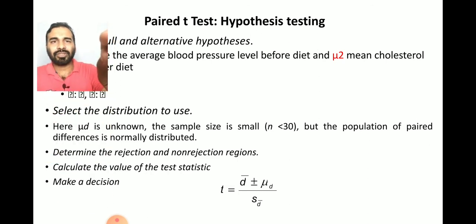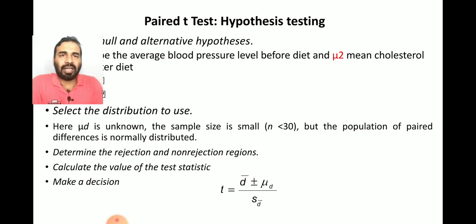Then the second step is, after specifying the null and alternative hypothesis, we have to decide which test to use. We have to use the t-test. Then the third step is to determine the rejection and non-rejection region. You just check how much confidence level we want. If it is 95%, then you find the value for alpha by 2 and the degrees of freedom. Using the level of significance and DF, you will get the value from the table, and you will get the rejection and non-rejection regions.